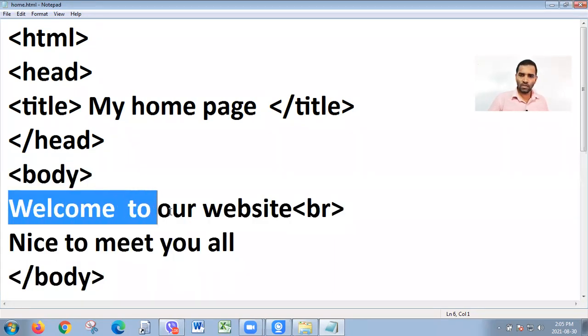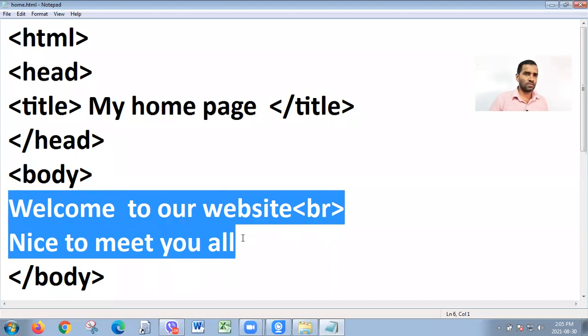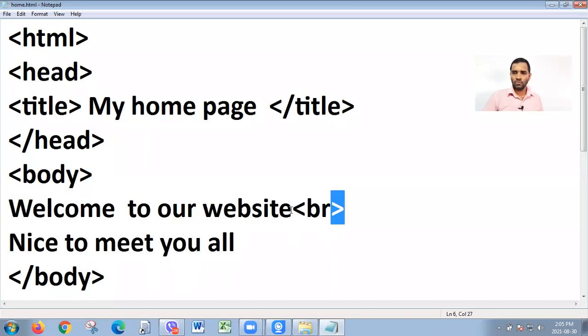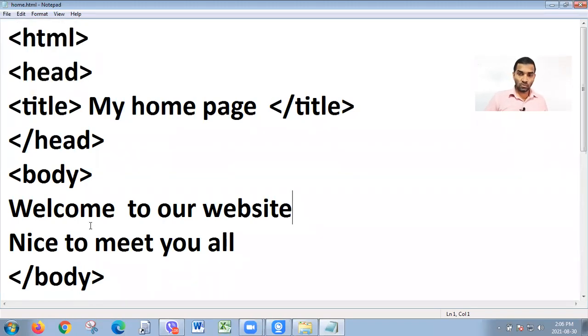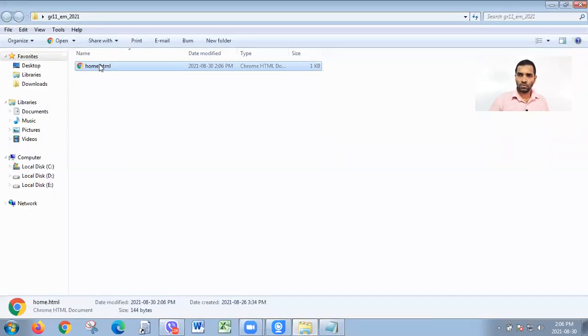In this example, I have shown two sentences to be displayed on the web browser. First sentence, welcome to our website. Second one, nice to meet you all. See, I have used a break in between these two lines. But suppose I miss this break, even though these two lines are written in separate lines, they must be displayed only in one sentence, only in one. I have shown this earlier. Have a look at this.